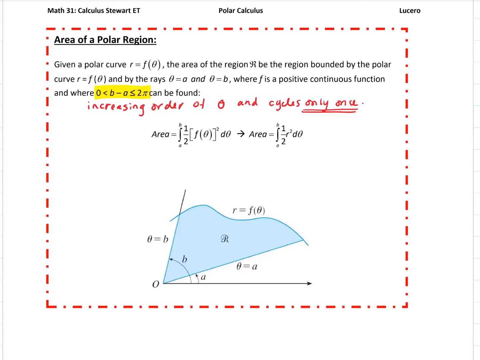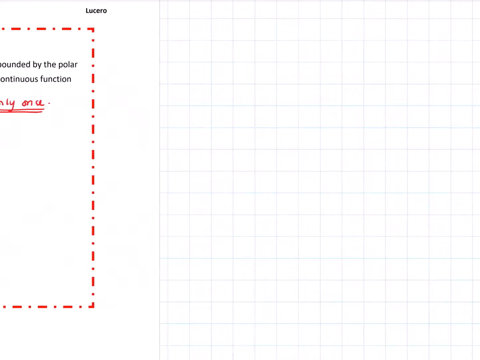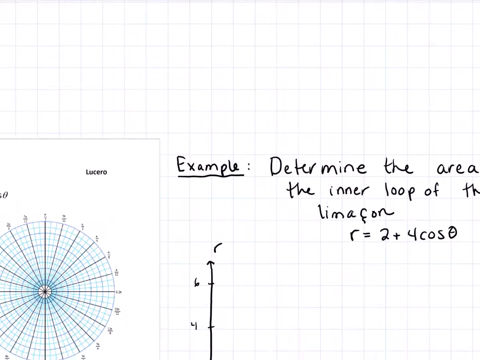Okay, so the area is the integral from a to b of 1/2 of f of theta squared d theta, which in shorthand gives us this nice compact formula. The area is just the integral from a to b of 1/2 r squared d theta. And that's how we calculate area. So let's actually do an example. I brought an example here. Here we go.